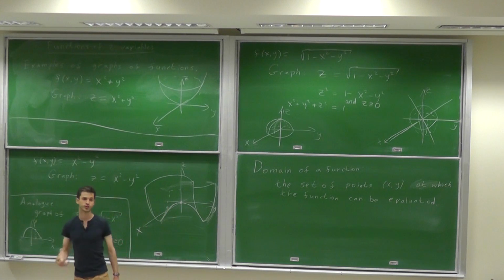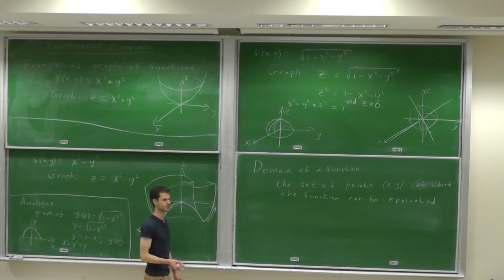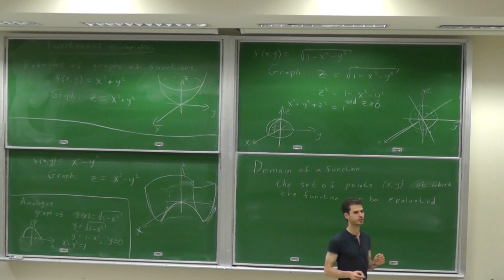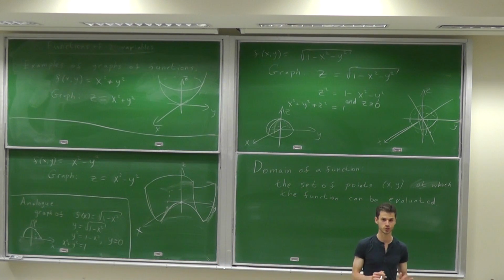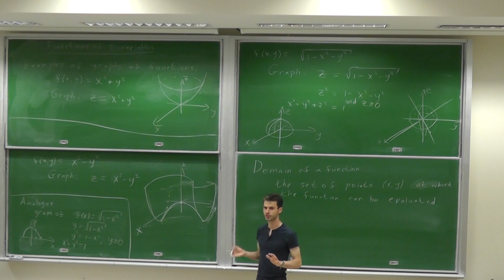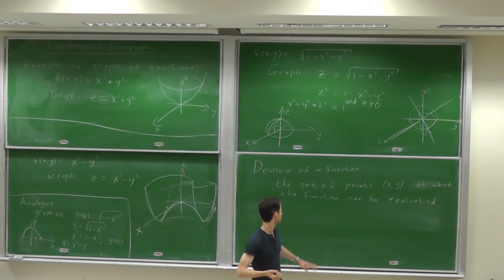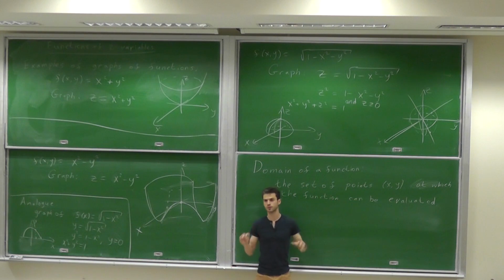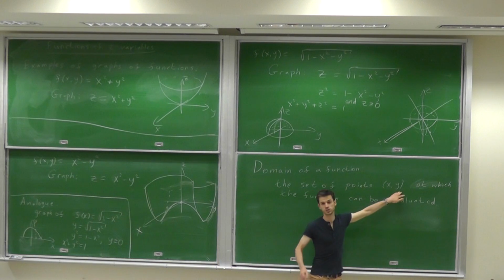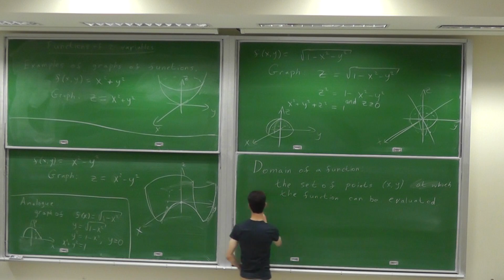So, for a function of one variable, say if you want to talk about square root of x, you should remember that you should not take x to be negative. So there is a domain to this function, positive reals. Here the domain is, well, not as simple. It's the set of points where the function can be evaluated. And these points are points in the plane. So let's have some examples.